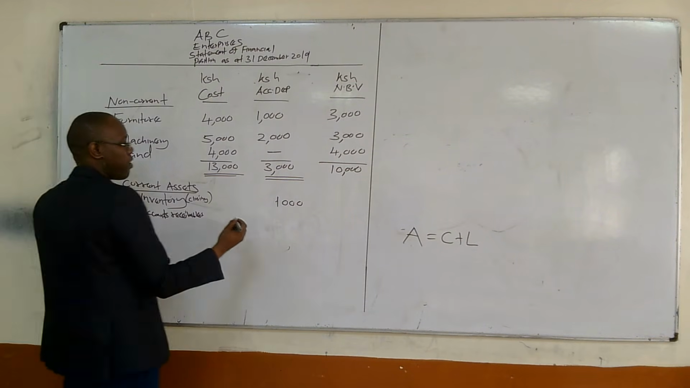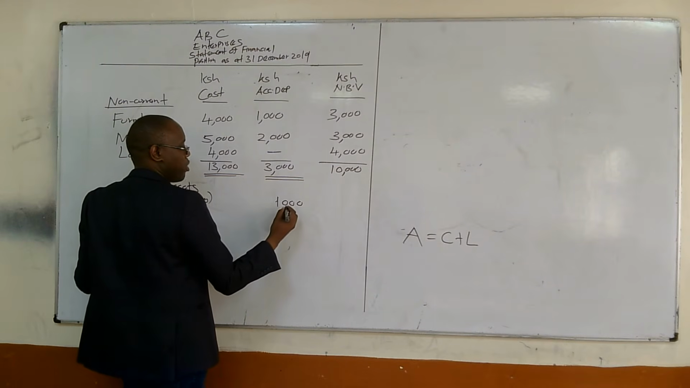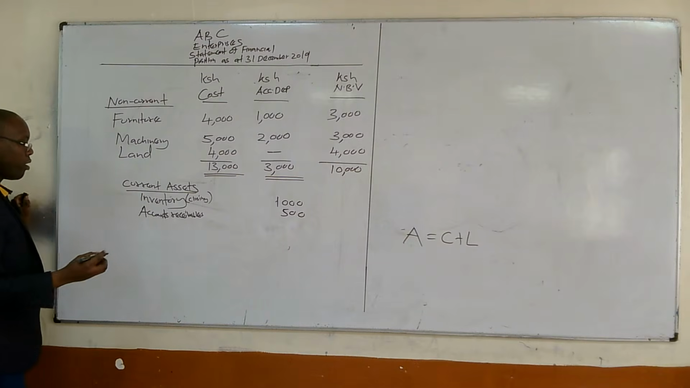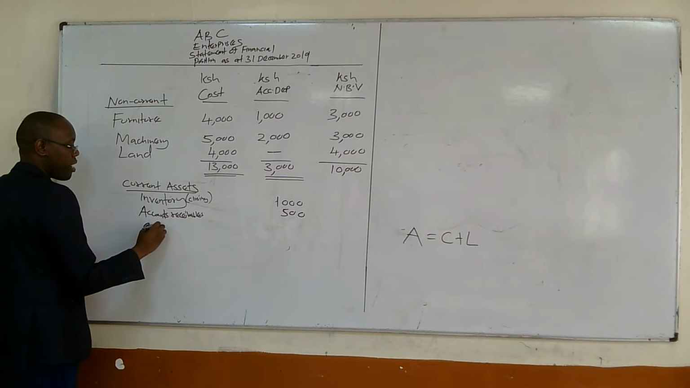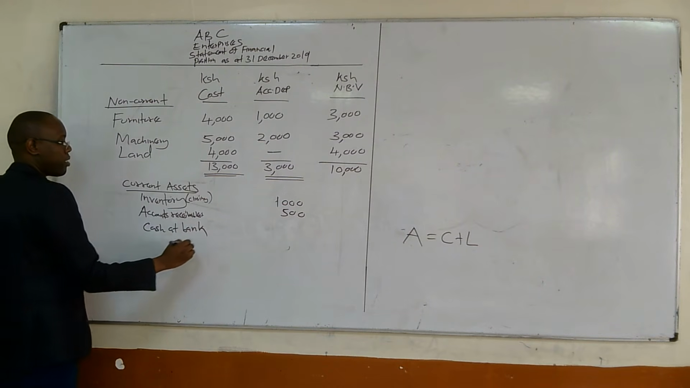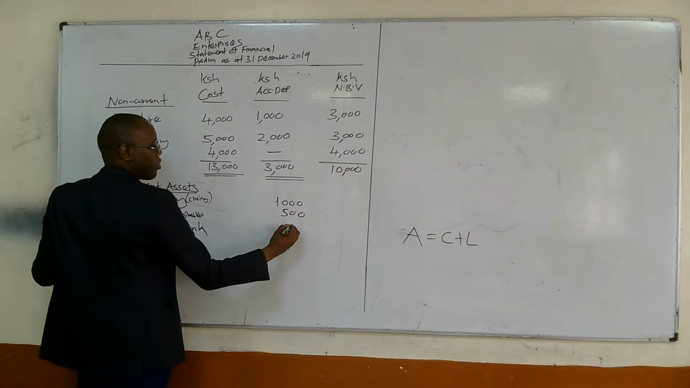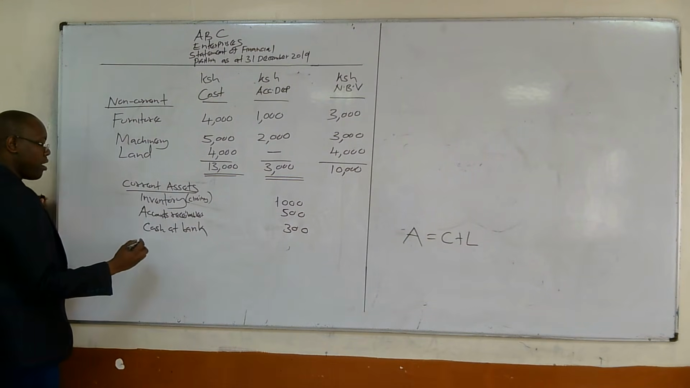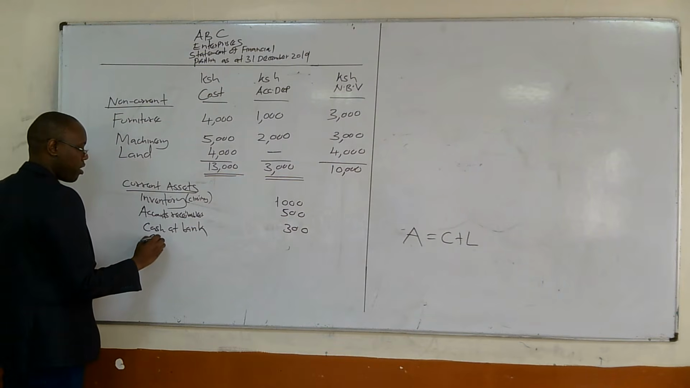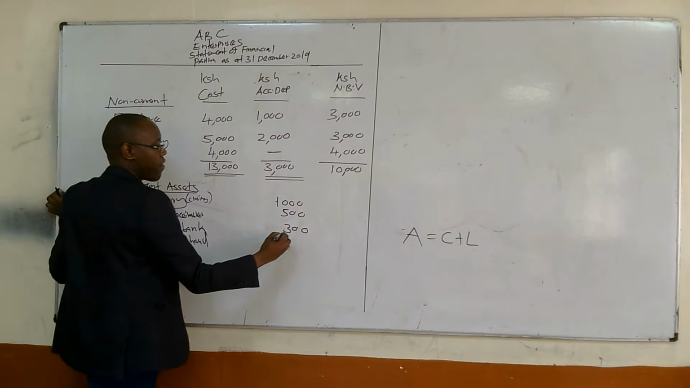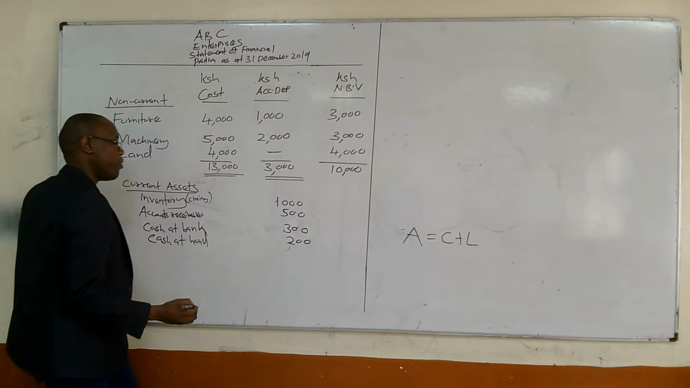So let us assume that the accounts receivable was maybe 500. So you capture it as 500 that way. And then we can have cash at bank. The money at the bank is a current asset. Let us assume it is 300, so you capture it there as 300. And then let us have the cash at hand. That's also a current asset, and you capture it here as 200 maybe.